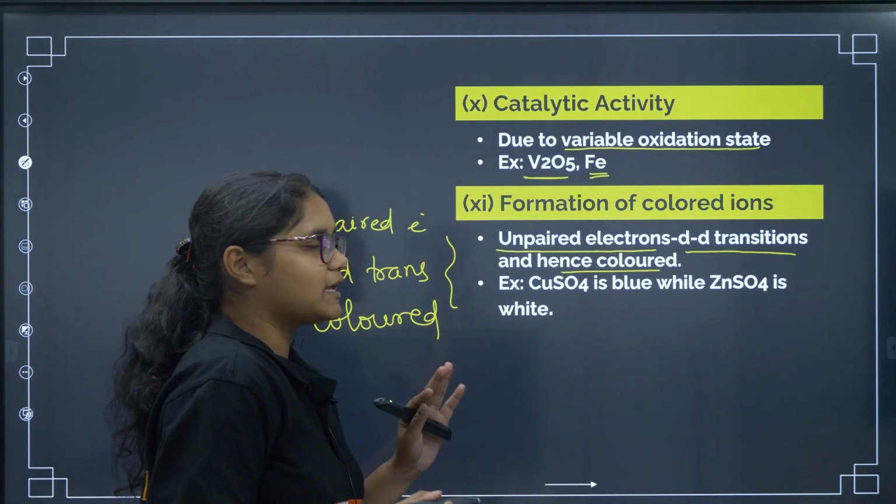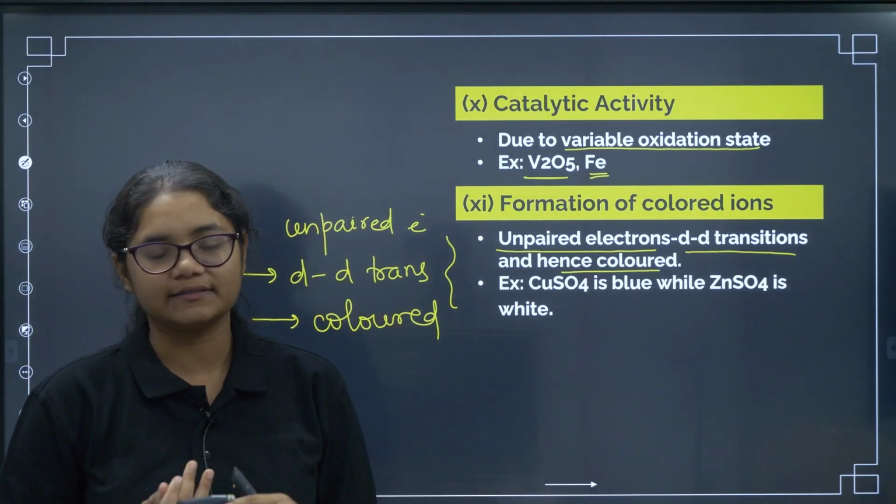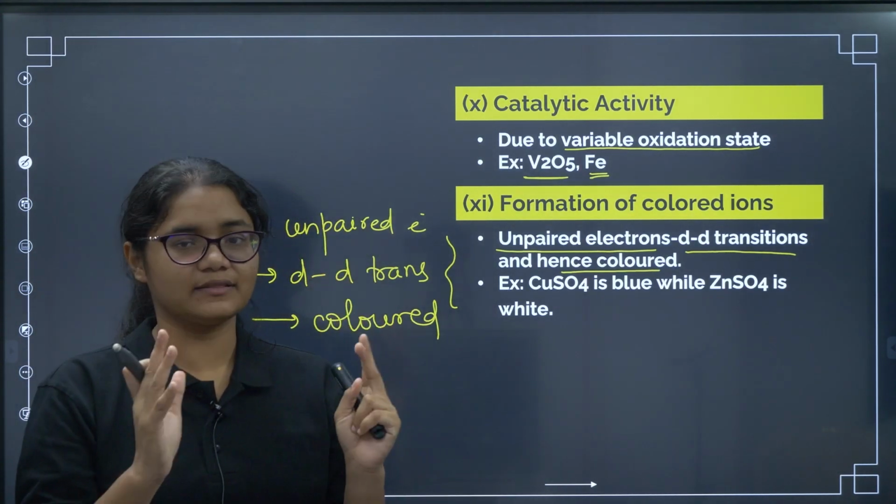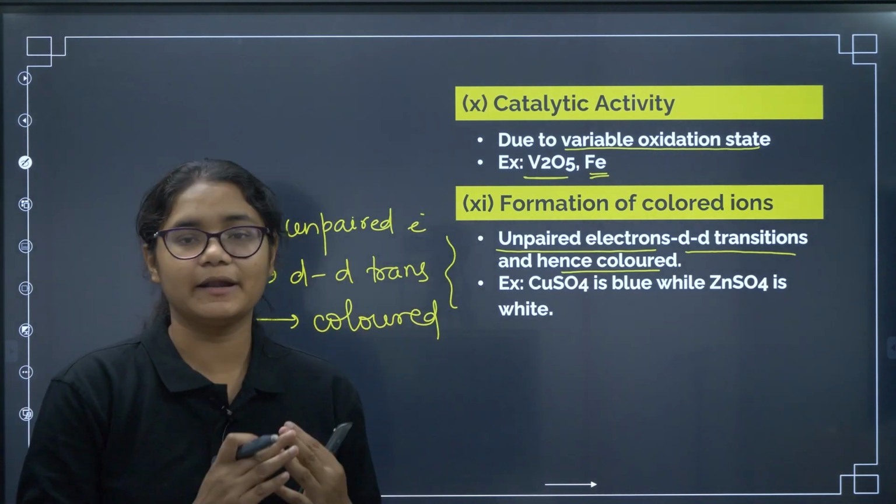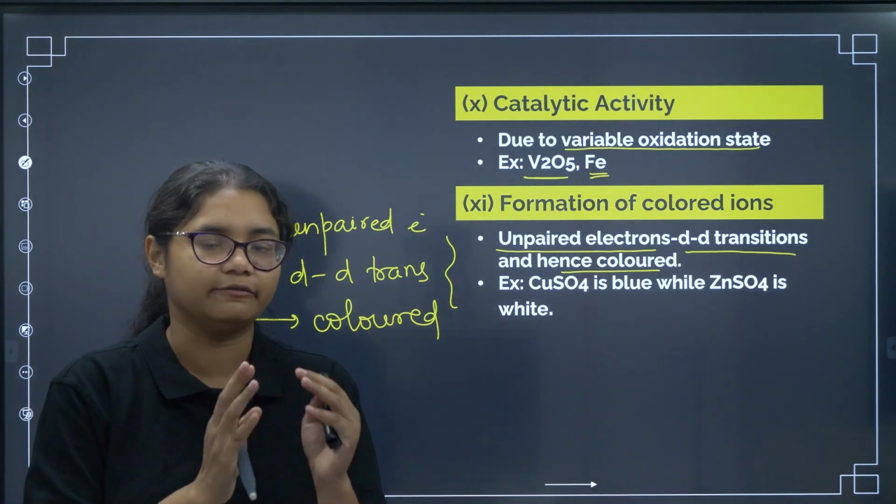So here questions can be asked: which of the following is colorless, which of the following is colored. So the only one thing is it should have unpaired electron. An unpaired electron will undergo d-d transition, and it will show you color.